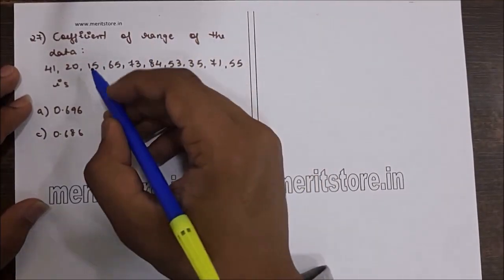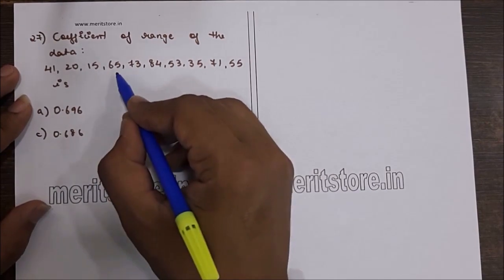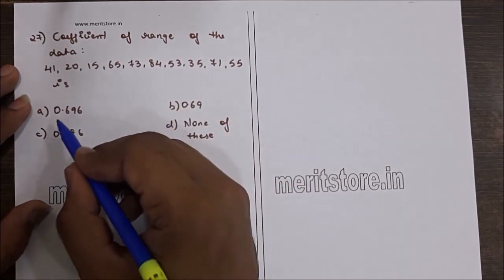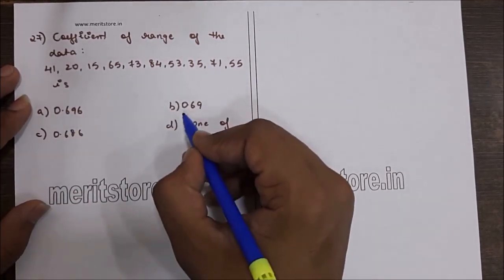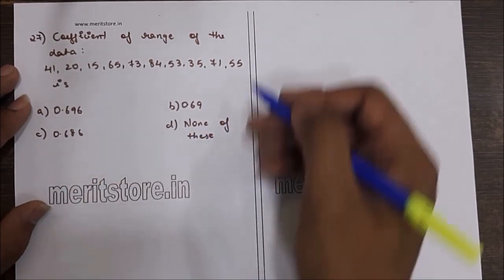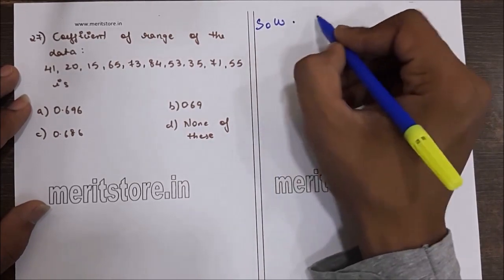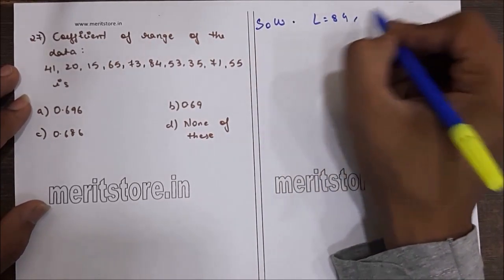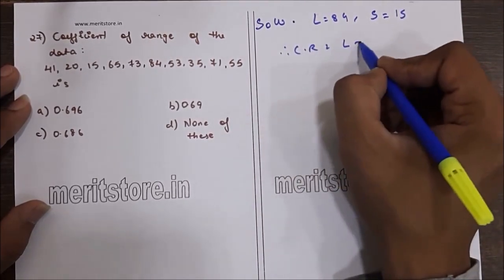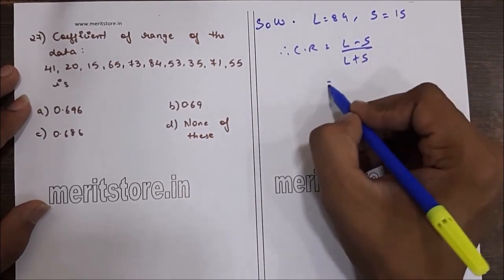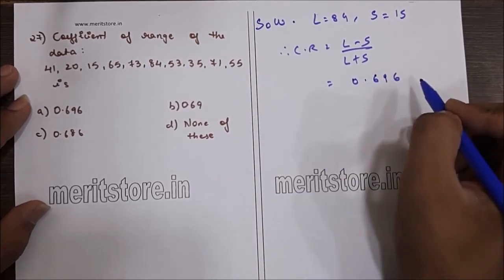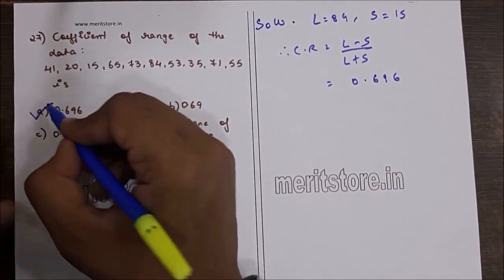Coefficient of range of the data 41, 20, 15, 65, 73, 84, 53, 35, 71, 55 is option A 0.696, option B 0.69, option C 0.686, option D none of these. Therefore, the solution is, as we know, L is equal to 84, S is equal to 15. Therefore, coefficient of range is equal to L minus S upon L plus S. So by calculating, we get 0.696. Therefore, option A is correct.